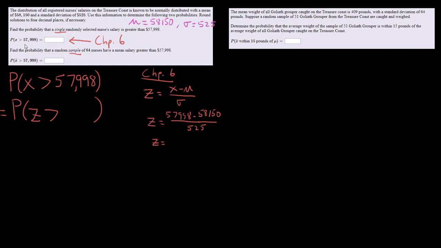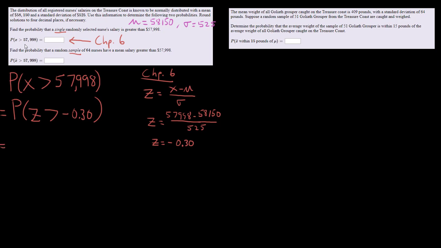So we're doing 57,998 minus 58,150 divided by 525, and that gives us a z value, rounded to two places, negative 0.30. So we have a z value of negative 0.3. Now, once we have a z value, we can simply go to the chart and solve.